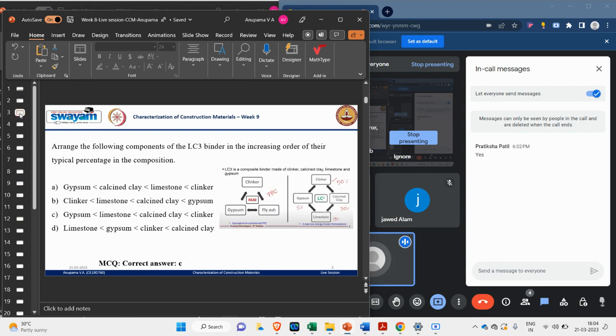The correct answer is option C, that is gypsum less than limestone less than calcined clay less than clinker. So clinker constitutes about 50 percent of the LC3 binder, less than that is calcined clay at about 30 percent, then comes limestone at 15 percent, and then gypsum, which is just 5 percent. I hope that is clear. I'll move to the next question.